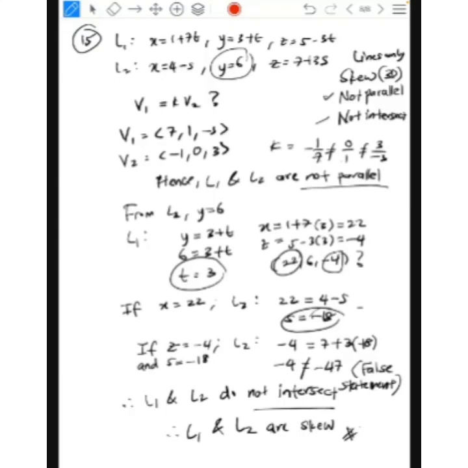Madam, if it intersects, do we simply write L1 and L2 are not skew? No, if it intersects, just write it intersects. Then you must stop there. Because if it intersects, there is no need to write skew. No need to write not skew. Oh, okay. Okay, thank you, madam.